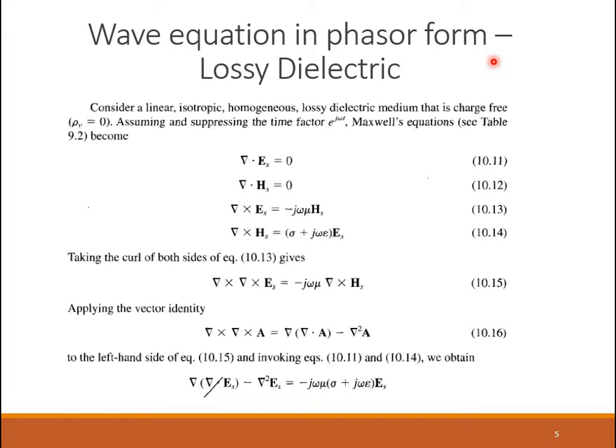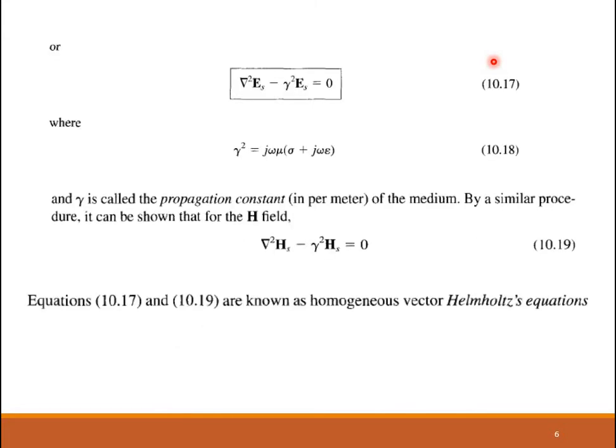In this lecture, we're going to derive the basic wave equation in phasor form. Look at equation 10.17 and equation 10.19. These are the two equations that represent the wave equations in phasor form. And this is an important thing: the wave equations in phasor form are referred to as vector Helmholtz equations.